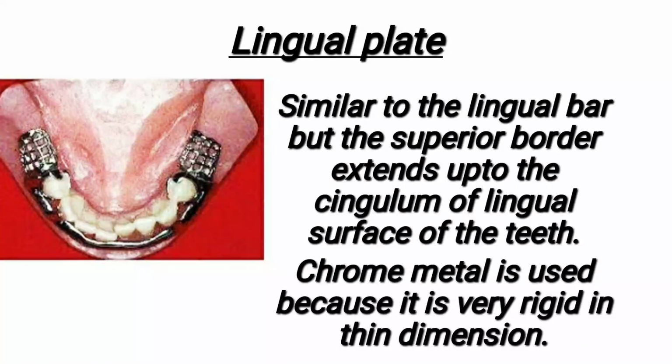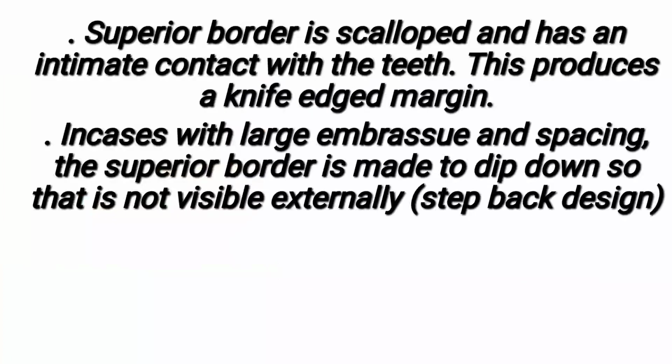Got it? Chrome metal is used because it is very rigid, even in thin dimension. The superior border is scalloped and has an intimate contact with the teeth, which produces a knife edge margin. In cases with large embrasure and spacing, the superior border is made to dip down so that it is not visible externally. This is known as step back design.